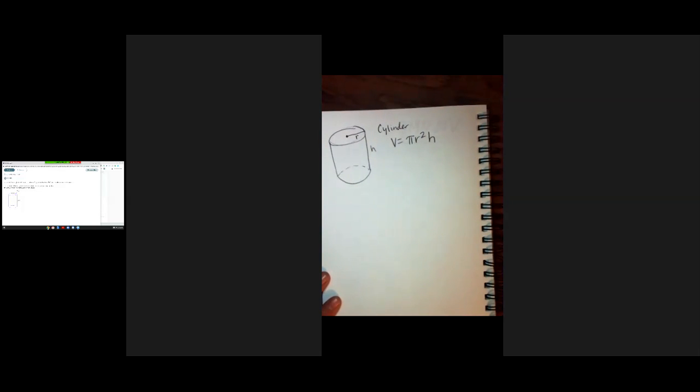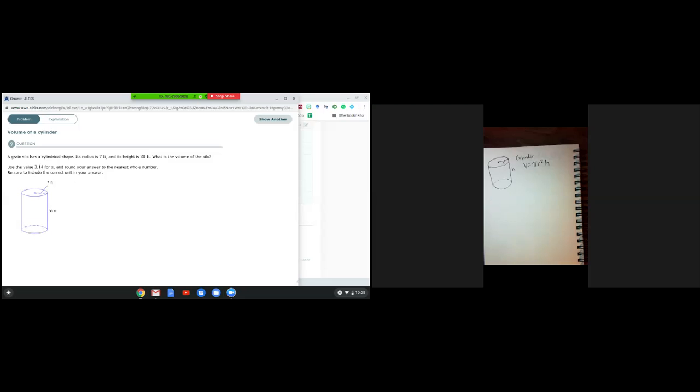Let's go do an Alex problem. A grain silo has a cylinder shape. Its radius is 7 feet, and its height is 30 feet. What's the volume of the silo? Be sure to use 3.14 for pi. I'd rather leave pi in my answer and keep it exact, but okay, Alex, I will do as you say. We'll round our answer to the nearest whole number and be sure to include the correct unit in our answer.